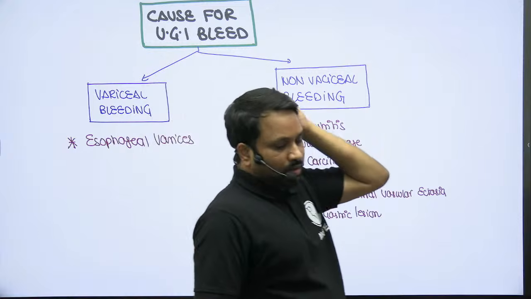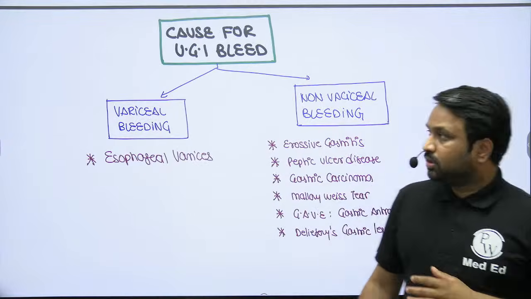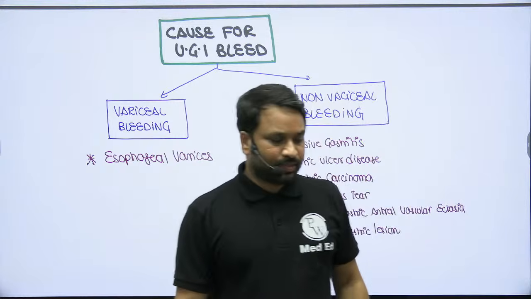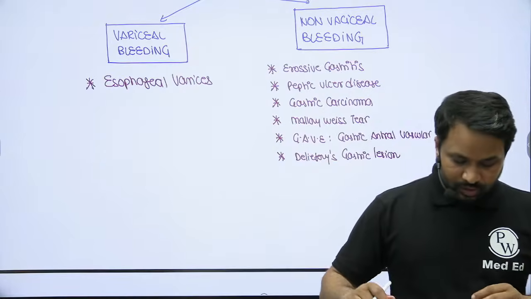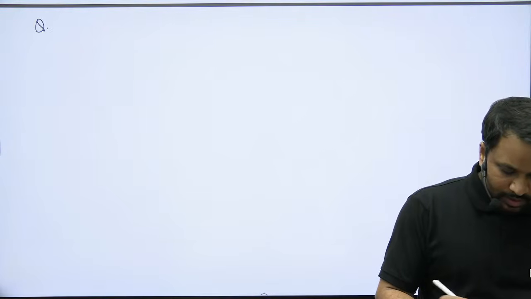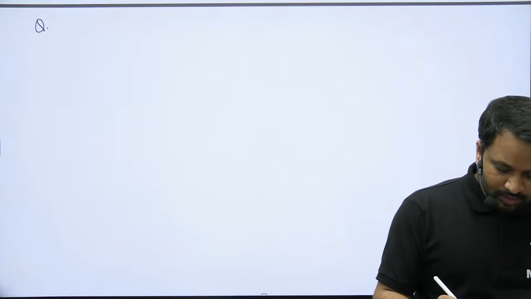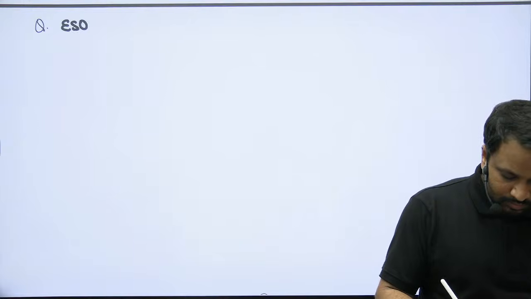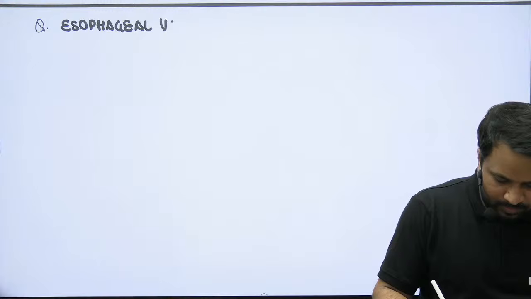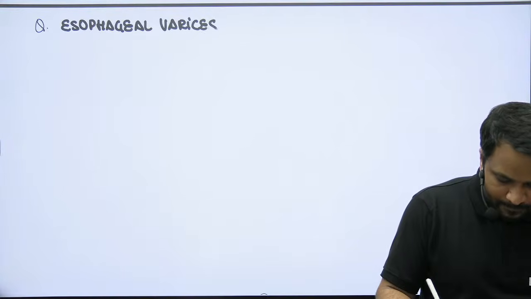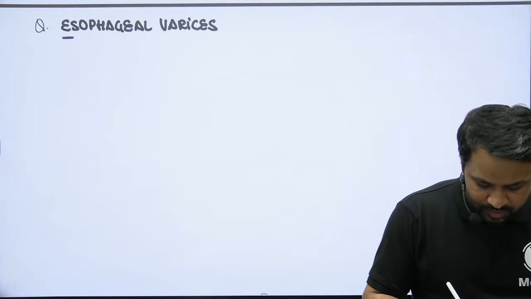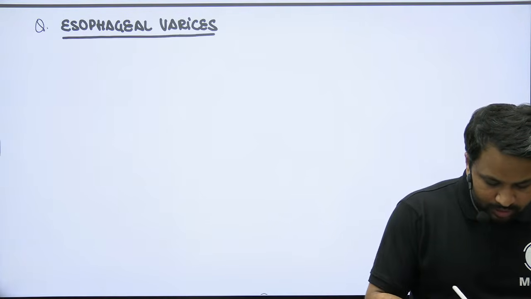Okay. Now, we're talking about the esophageal varices first, and then we'll go into the non-variceal bleeding causes as well. Now, the first one is your esophageal varices. So the question that we're going to discuss here is about esophageal varices. The cause for the esophageal varices is going to be portal hypertension.